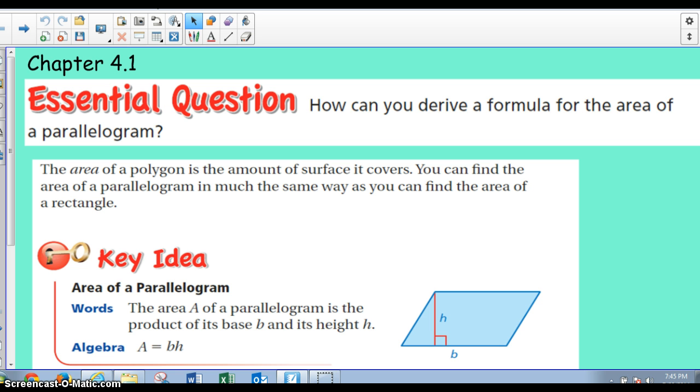The area A of a parallelogram is the product of its base B and its height H. So the algebraic expression is A, area, equals B times H. So if you would take a minute to put that in your notes and then come back.